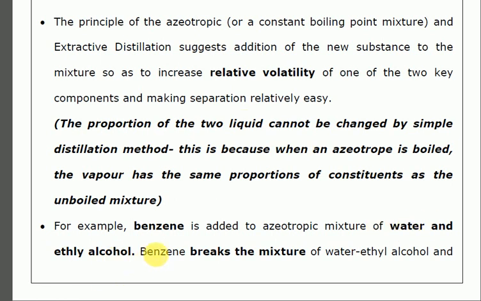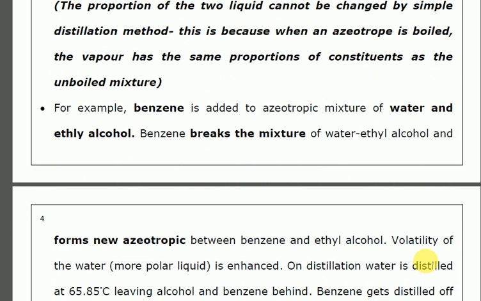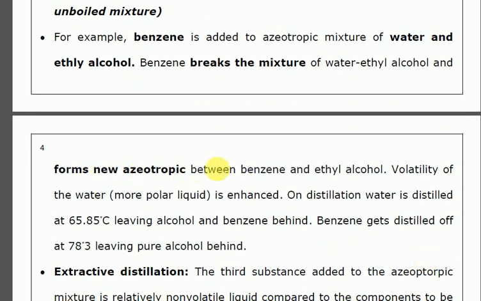To increase the volatility, since both are combined with each other, to separate them we are adding a third component. Because of that, either water or ethanol will get separated first. See how. Benzene breaks the mixture of water and ethanol and forms a new azeotrope between benzene and ethyl alcohol. So the volatility of water is enhanced and water will quickly get separated.